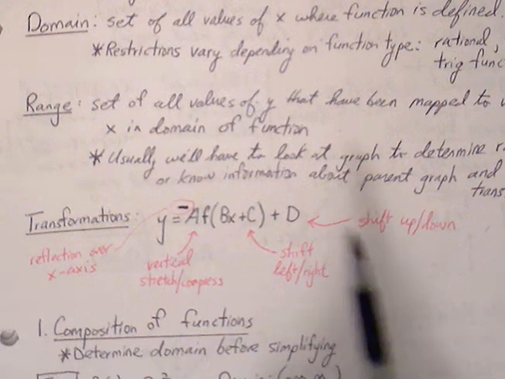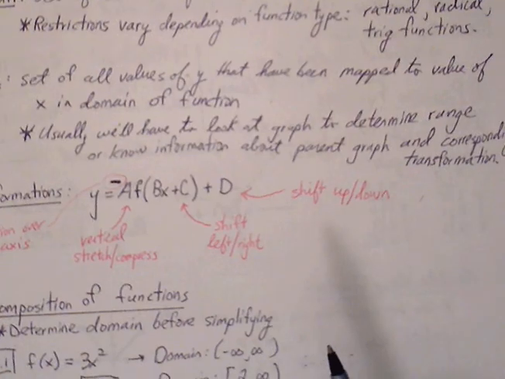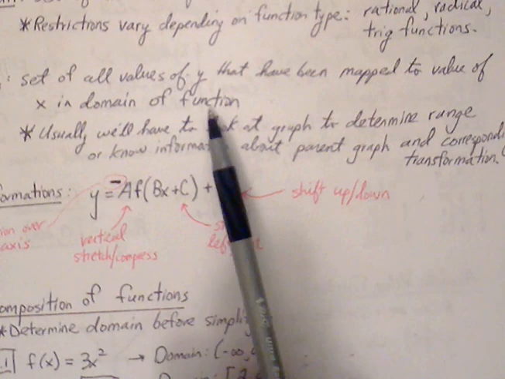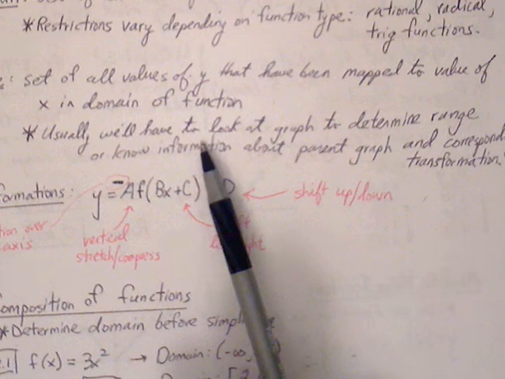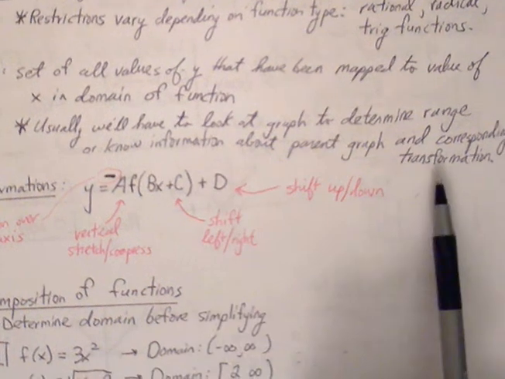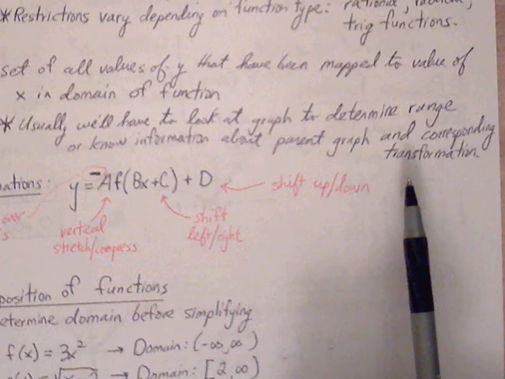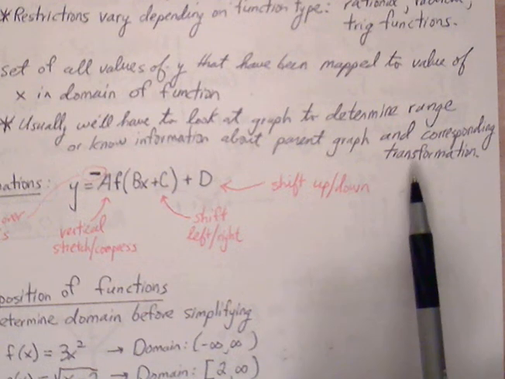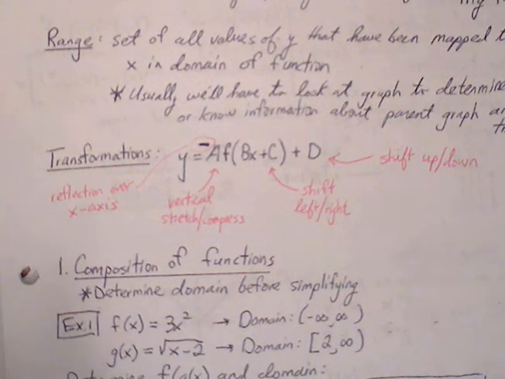Range is the set of all values of y that have been mapped to the value of x in the domain of the function. And usually we'll have to look at the graph to determine the range, or we may need to know information about the parent graph and the corresponding transformation, usually to really know what the range is for our graph. Okay, some transformation notes here.